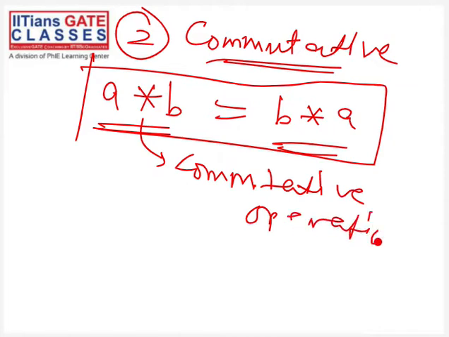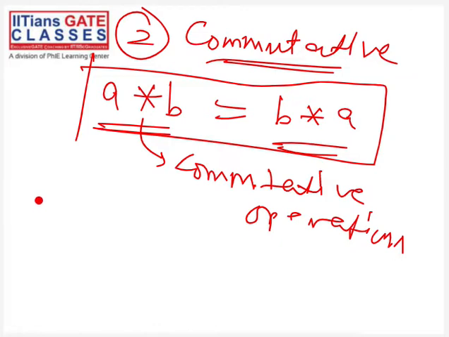So this is again a very easy thing. That's why I am saying that this is the easiest chapter in complete discrete mathematics, because we have some four or five properties. Once we learn how to check for these properties, this chapter is over.